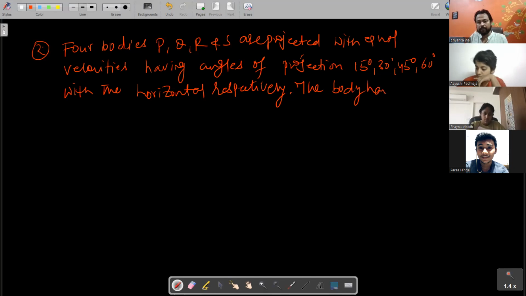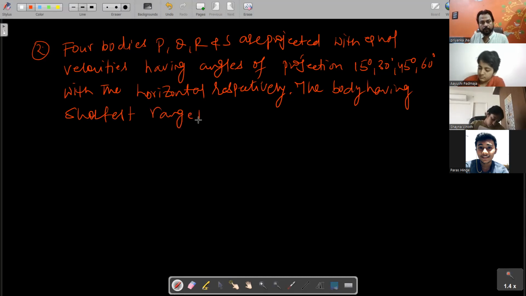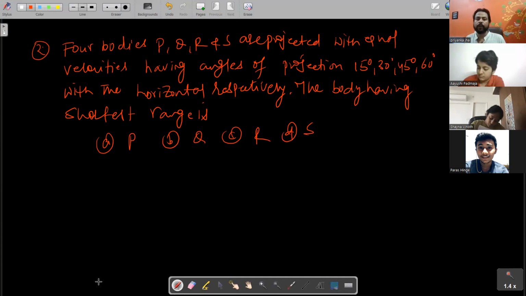The body having the shortest range is option P, Q, R, or S. Four bodies P, Q, R, and S are projected with equal velocities having angles of projection 15 degree, 30 degree, 45 degree, 60 degree with the horizontal respectively. The body having shortest range is.